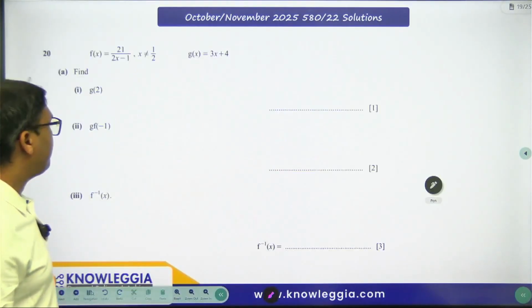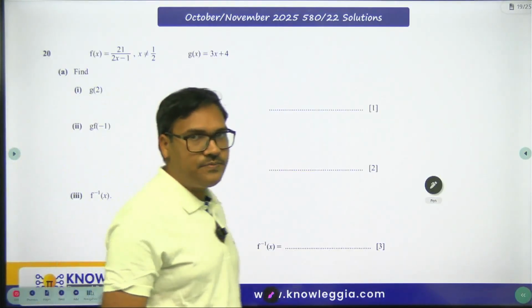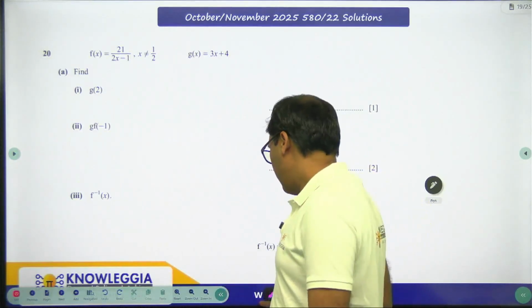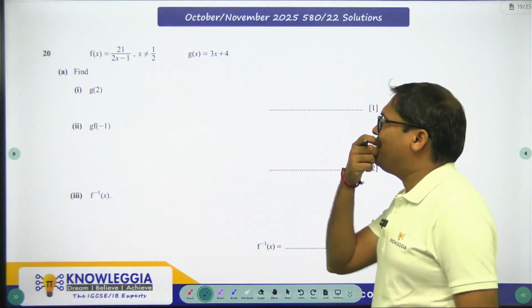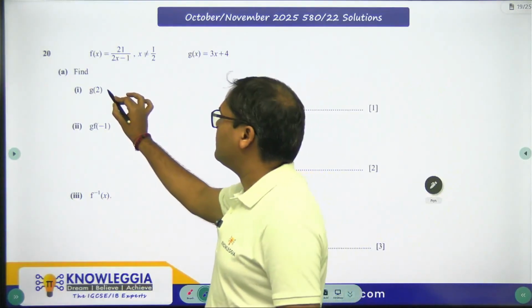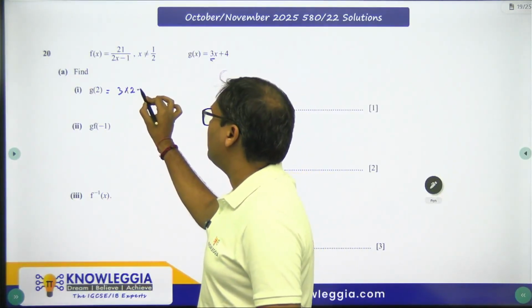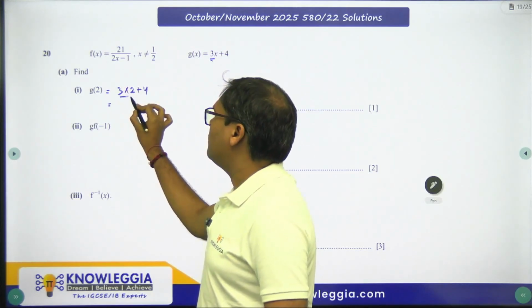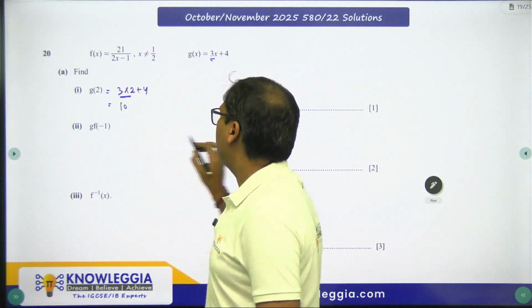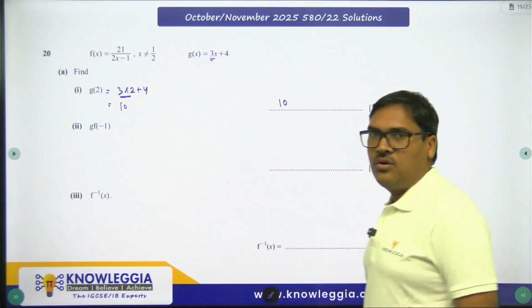Okay. Now the question on functions. So you see again, you have to find g2. That means you have to just put the value at x equal to 2. What is the value at x equal to 2? This is 3 into 2 plus 4. So what is this? 3 into 2 is 6, 6 plus 4 is 10. What is the answer for this? This is 10.